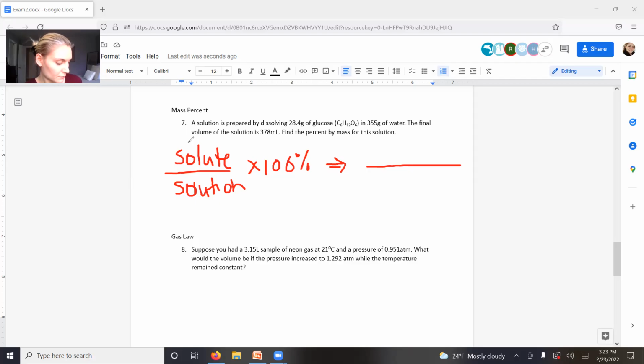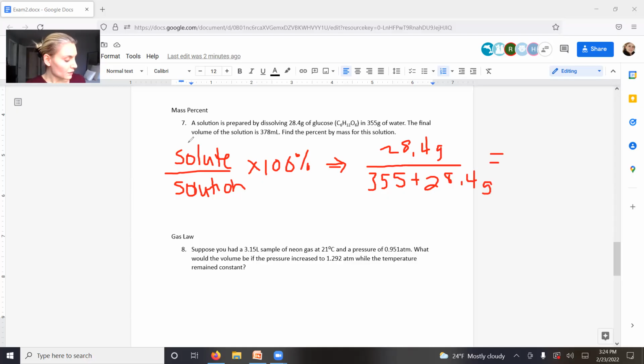The 28.4 goes on top. Yep, so 28.4 grams will go on top. And then what goes on the bottom? Would it just be 355 grams of water? What would we have to add to this number? 28.4, because it's the mass of the solution. Very good. And again, this number is also in grams.